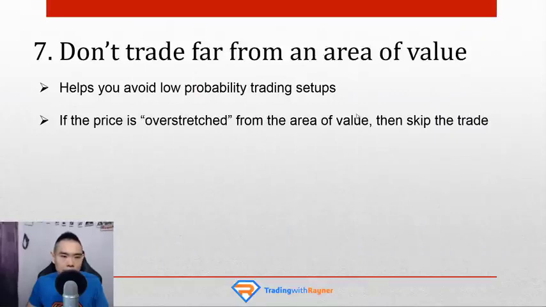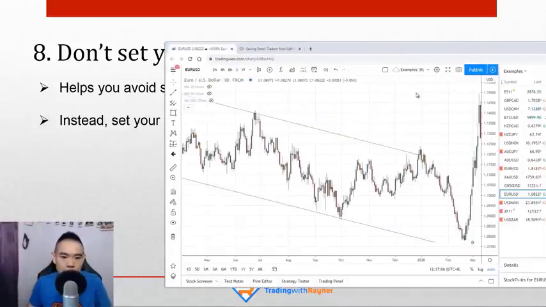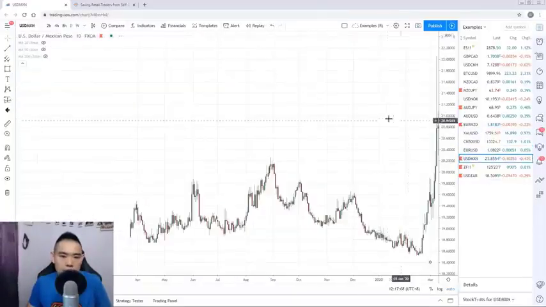Okay, so number 8. Don't set your stop loss just below support. Don't set your stop loss just above resistance. This helps you to avoid stop hunting. Instead you want to set your stop loss a distance away from this key price structure. And again, an example will help. If you look at this, dollar against the Mexican peso.